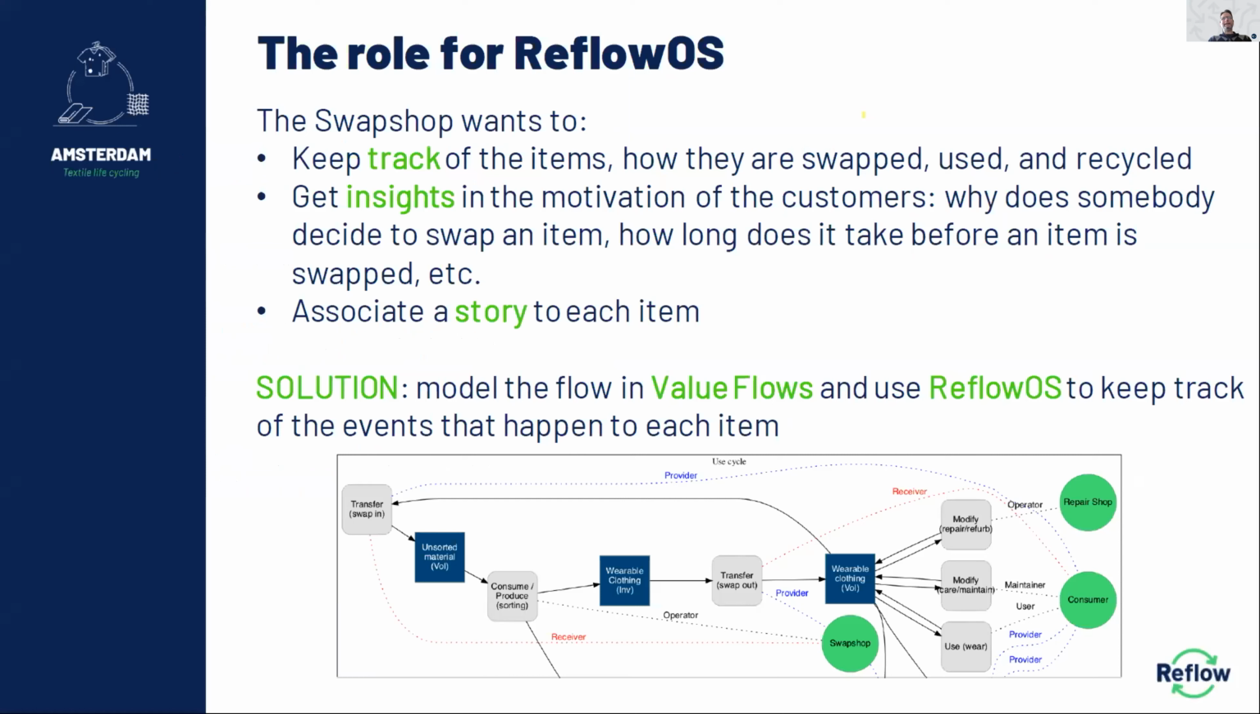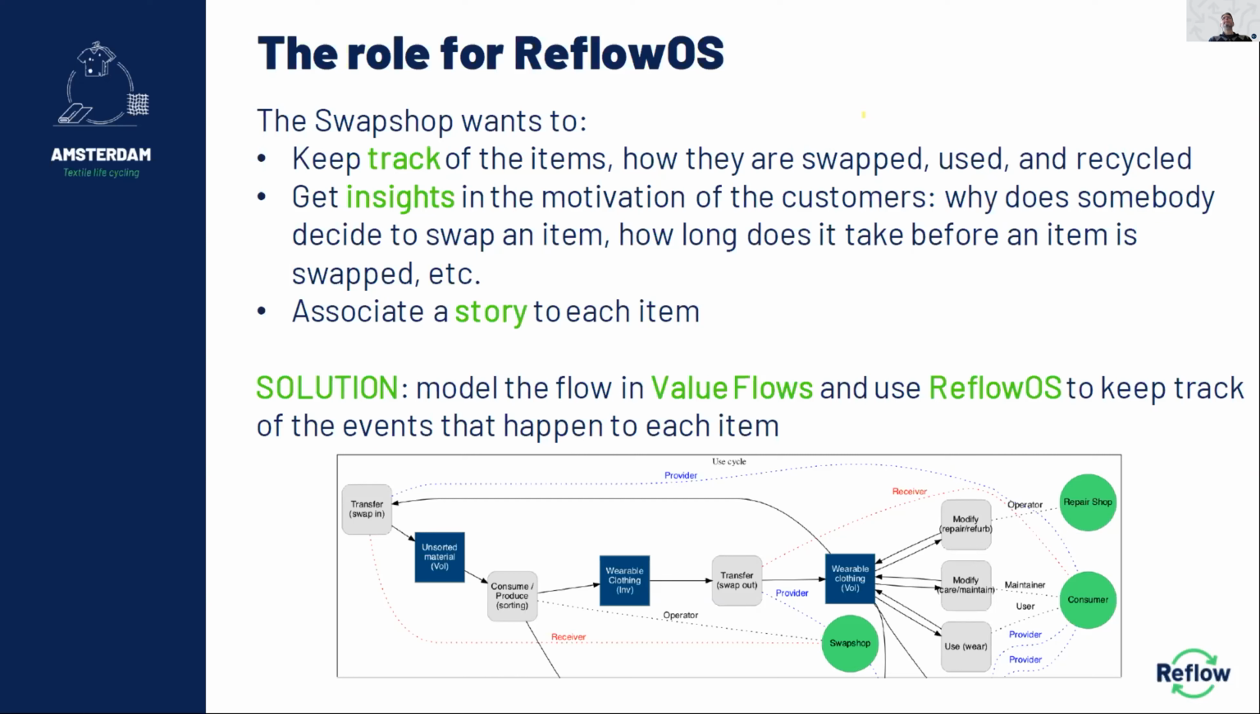And now let's make a connection to the REFLOW OS that was introduced and explained by Adam. The swap shop is an existing initiative, but what is the need for REFLOW OS for the swap shop in particular? Because the swap shop wants to keep track of the items. You can imagine that the swap shop has visibility of an item when it's in the shop, but when it exits and possibly re-enters because it's brought back by a customer to be swapped again, if you don't track the object, you lose the knowledge that the item might be re-entering your shop.